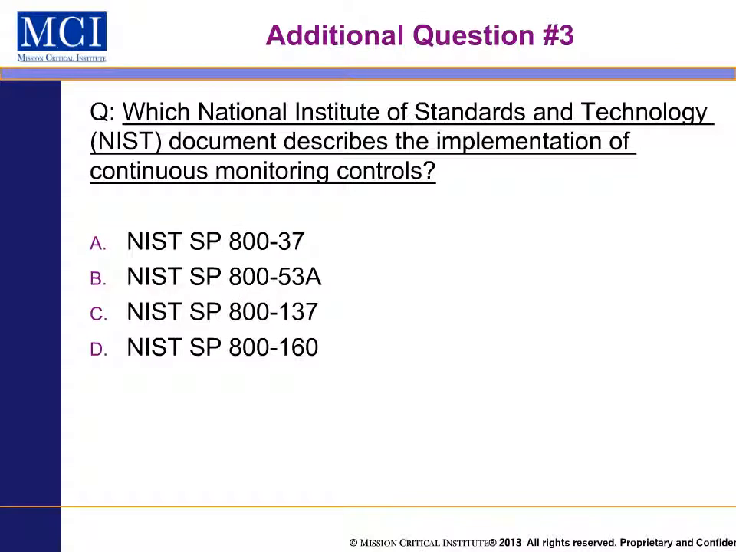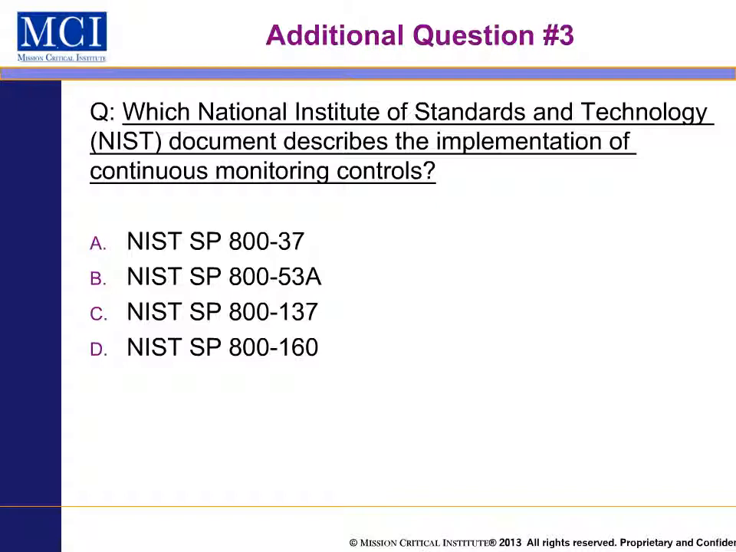Here's another one where the creators of the question would be banking on the fact that you may or may not properly know your documents. So, using our formula, let's read the question. Which National Institute of Standards and Technology, i.e. NIST, document describes the implementation of continuous monitoring controls? Okay, so keywords there are obviously NIST and continuous monitoring and controls. Well, all four choices are NIST, so that doesn't help us. So let's go through. And really, this is a question of knowing your documents, knowing which one is applicable.